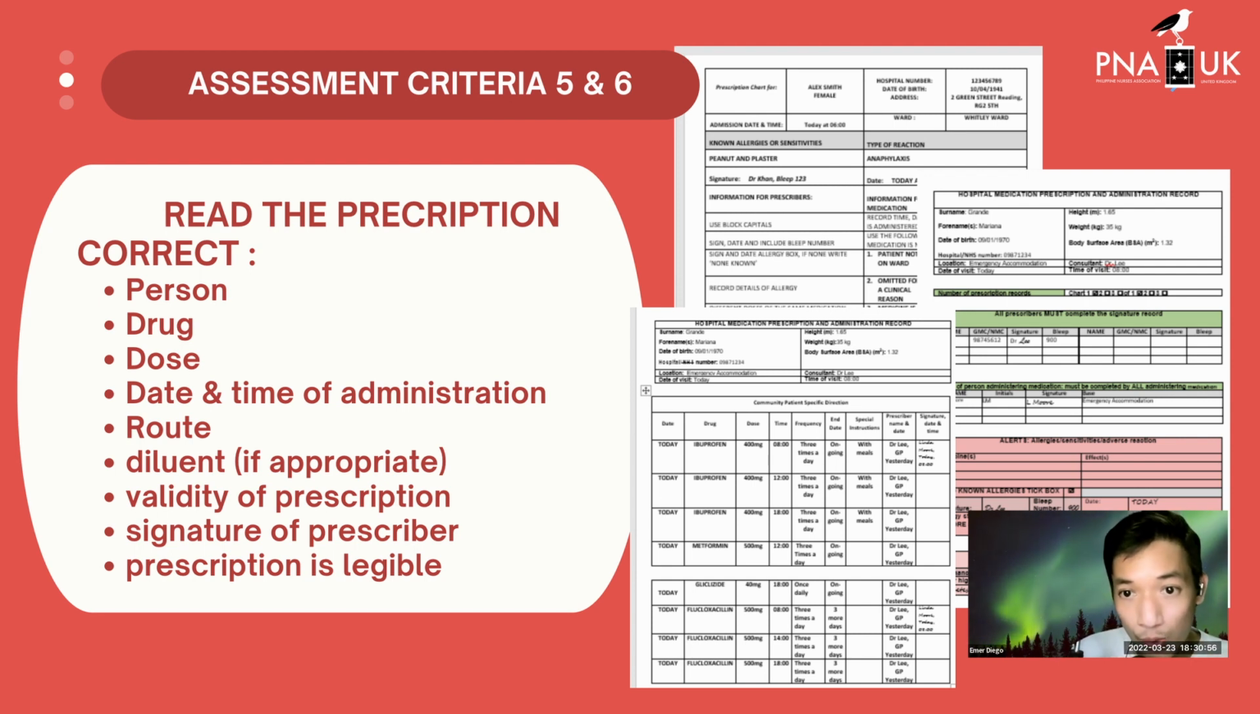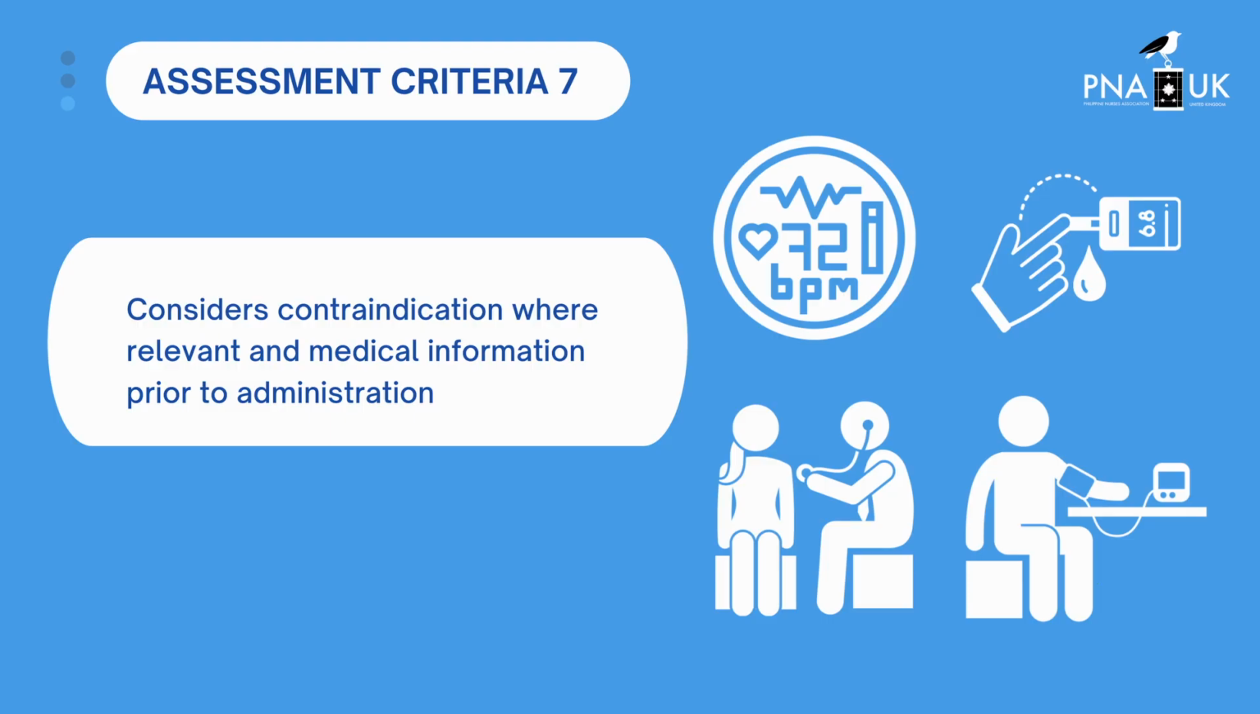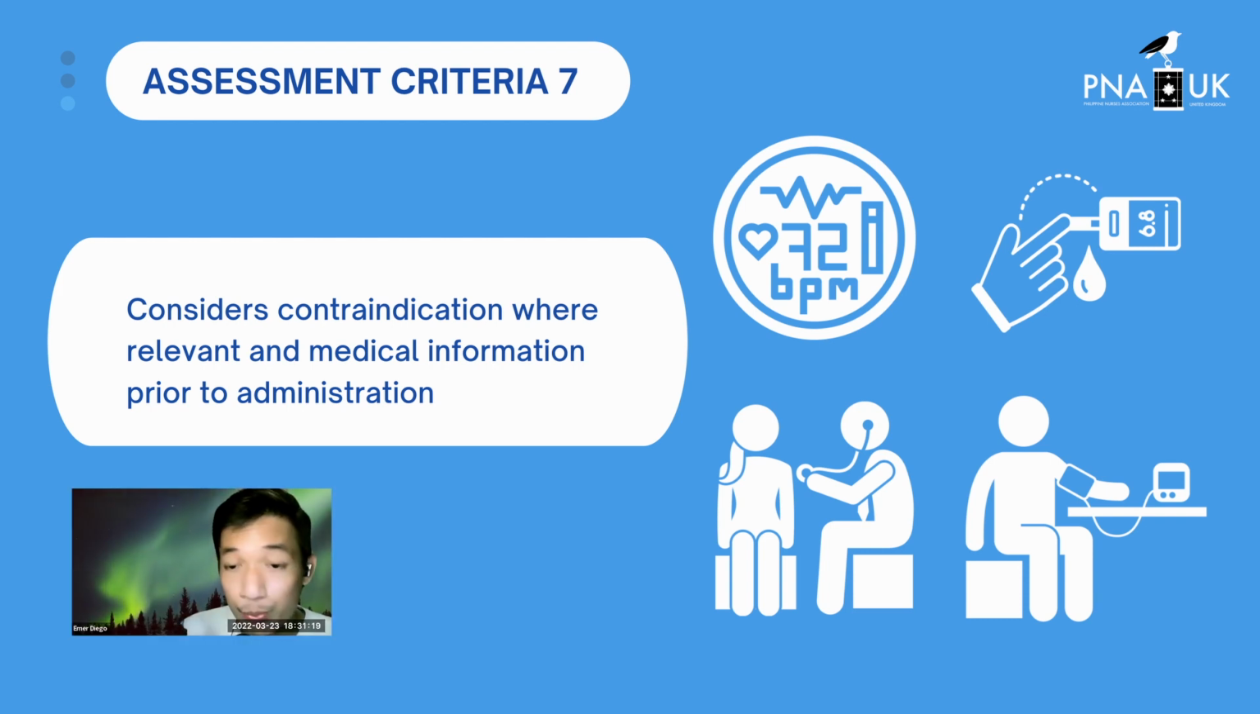We will show you the old drug chart, the new drug chart, and a sample of a community drug chart with the new test of competence. Assessment number 7: you have to consider contraindications where relevant and medical information prior to administration. I'll give you an example. Going back to our quiz earlier, digoxin is a digitalis, a cardiac glycoside. Before administering digoxin, you have to check the patient's heart rate or pulse rate. You cannot give this if the heart rate or pulse rate is below 60.